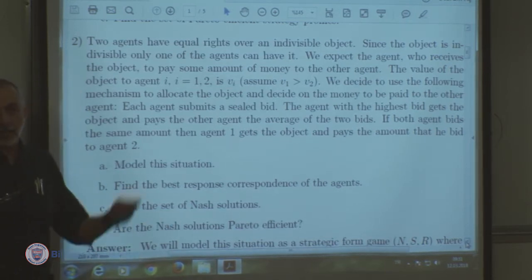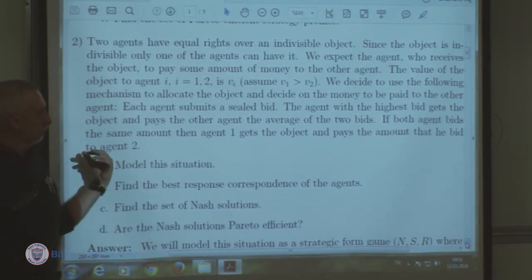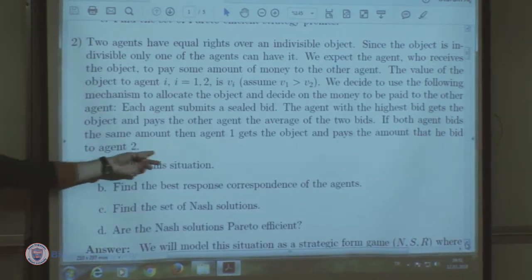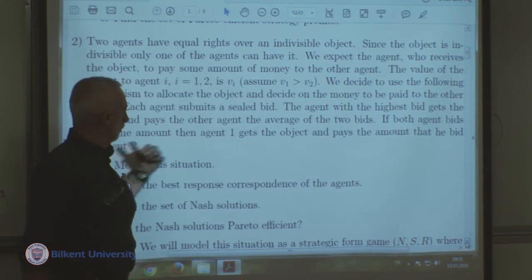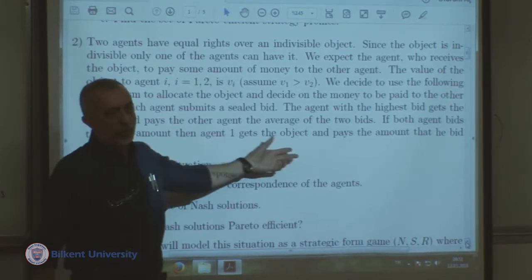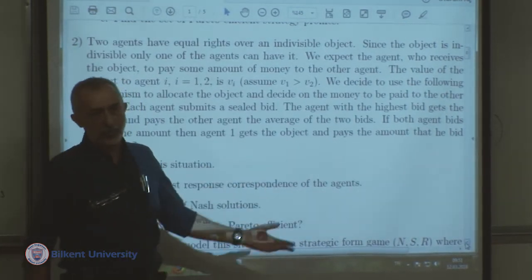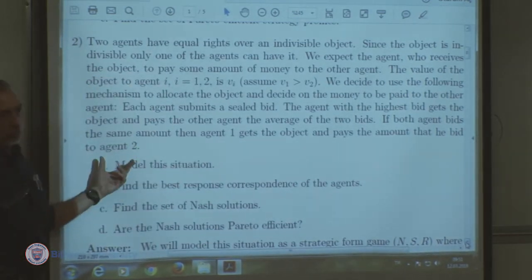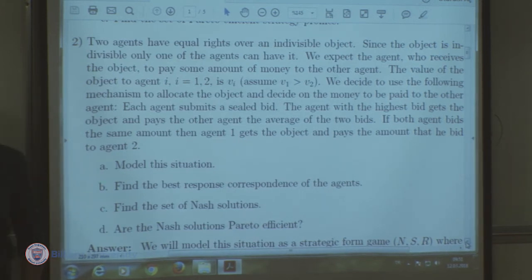But again, at that stage, I didn't want to introduce randomness. Take a look at what happens if we flip a coin. Okay, so in that case, agent one gets the object and pays agent two. Well, the average of the two bids is the same. If we bid the same amount, he pays the amount that agent two bid. Okay, so we're going to analyze this.